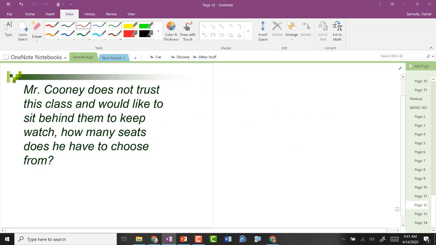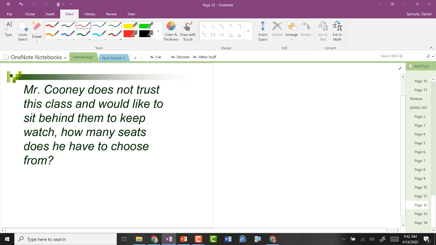Okay, so Mr. Cooney does not trust this class. All right, must be my 7th period. Mr. Cooney does not trust this class and would like to sit behind them to keep watch. How many seats does he have to choose from? So it's just sitting somewhere behind that class, in a seat of all of those rows that are left in that 22-row auditorium.